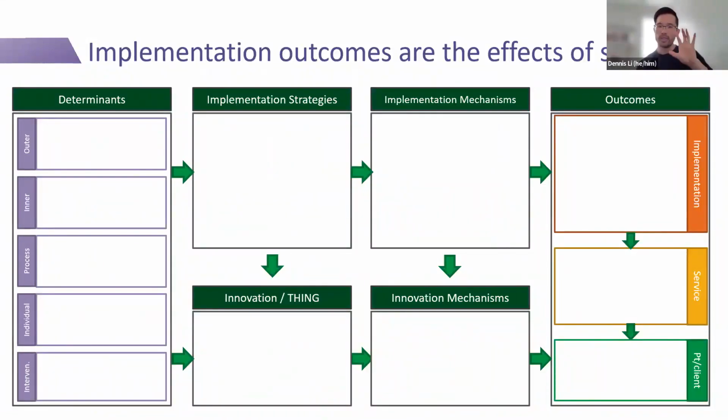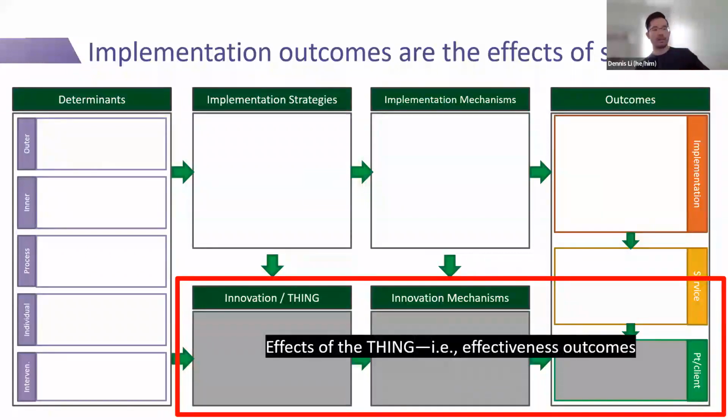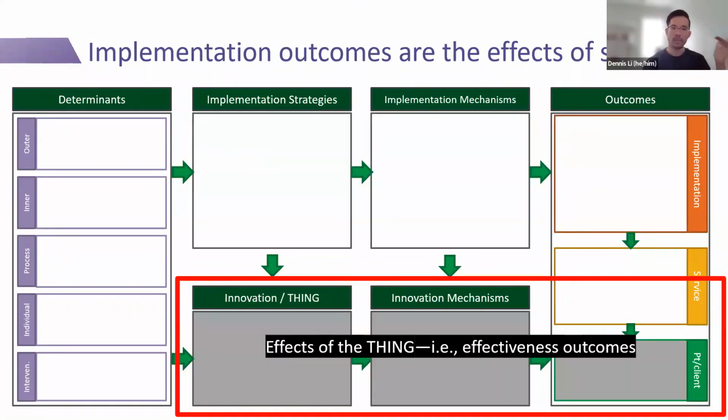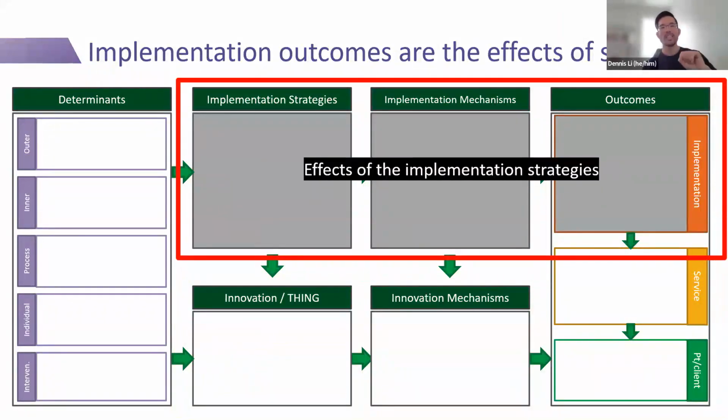Thinking about that from a visual standpoint, the definition of implementation outcomes is that these are the effects of strategies. We're familiar with the implementation research logic model at this point. This bottom row over here, the innovation, the mechanisms, and then the patient clinical outcomes, these are the effects of the thing, i.e. your effectiveness outcomes. In accordance with that, then the top row, the implementation strategies, the implementation mechanisms, and then the implementation outcomes, are the effects of the implementation strategies in a pure implementation study. This is a pure effectiveness study. This is a pure implementation study.